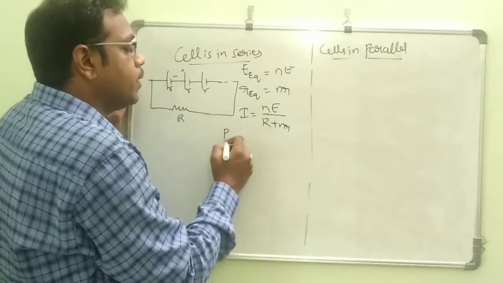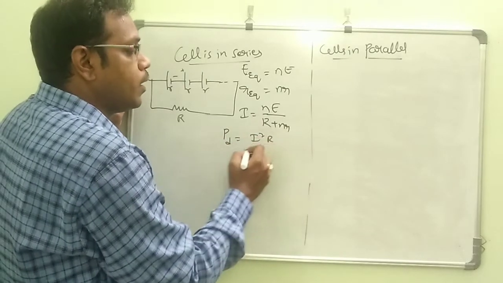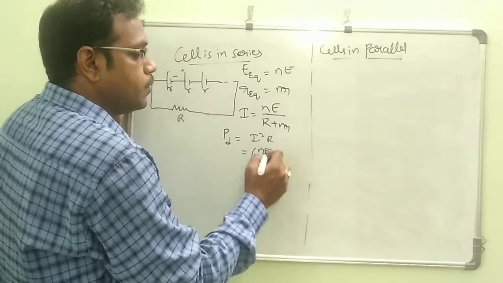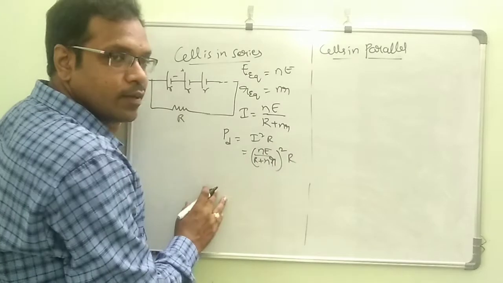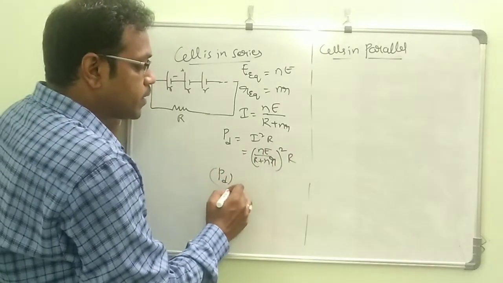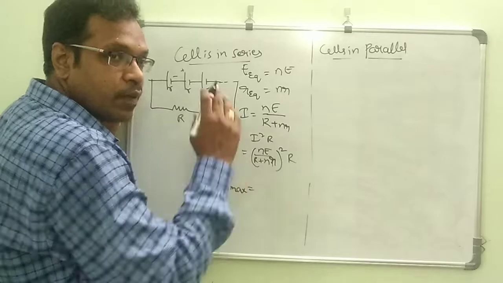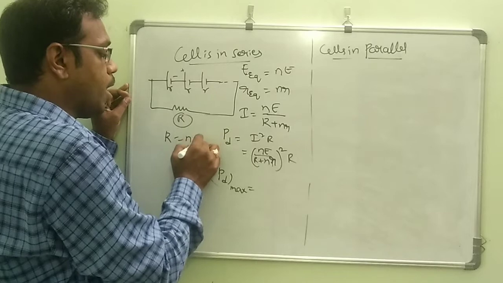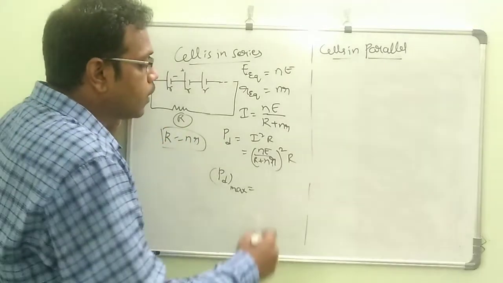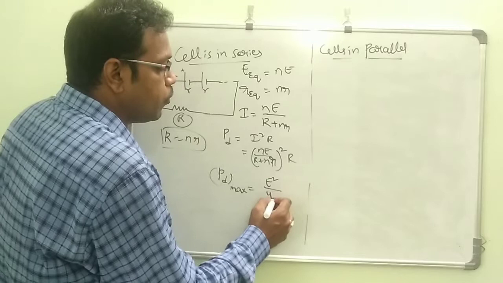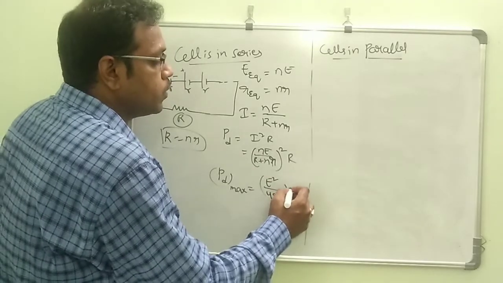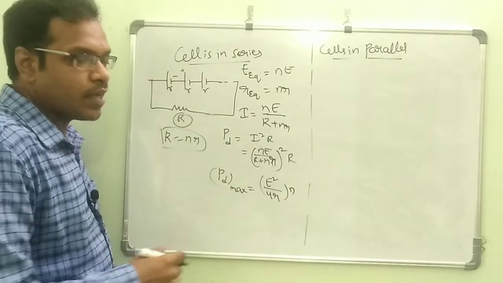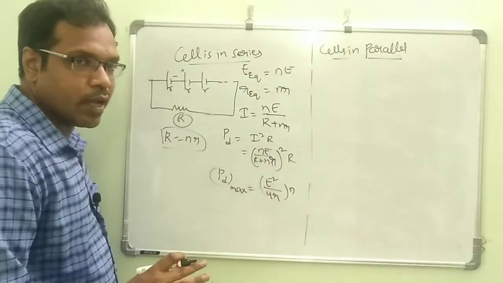And again, what is the power dissipation? I square R, same like this: nE by (R plus nr), whole square into R. Now if you take power maximum, like the previous case, the condition is that external resistance R is equal to nr, so that you will get E square by 4r into n, that is the power maximum in this series. If you keep this one, you will get that answer.